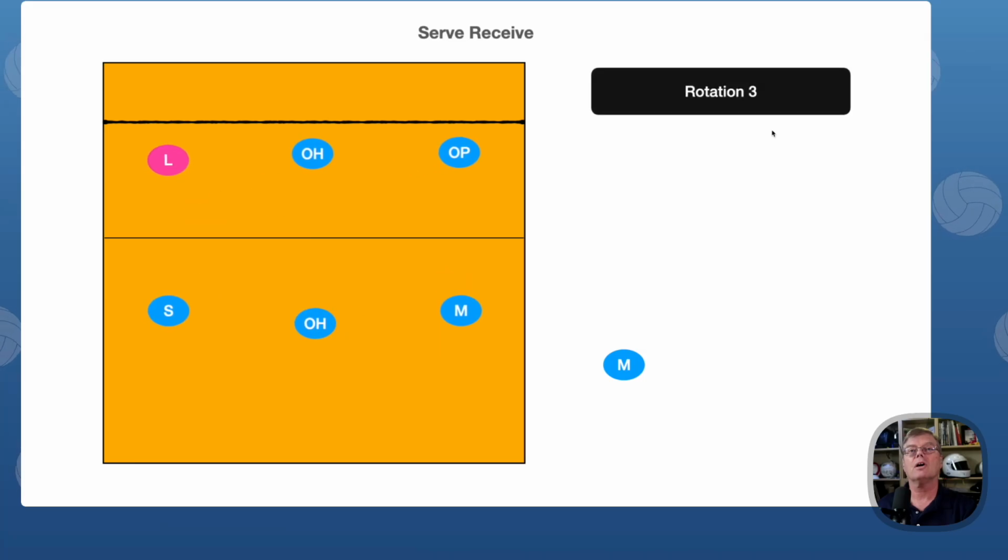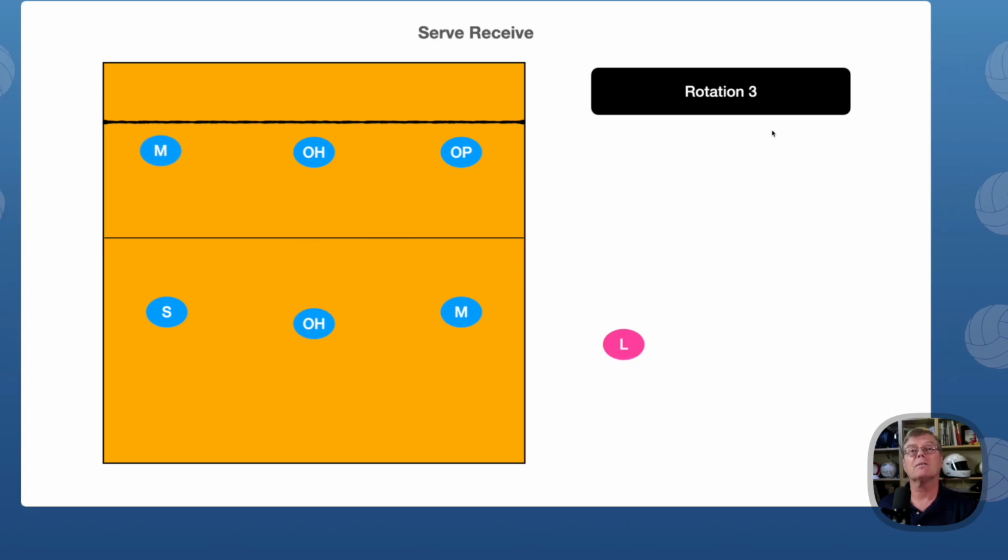Okay. So let's go and look at rotation 3. Now, rotation 3, the setter's way over in the left back. How can we do something that will help them? Notice we have a libero in the front. That can't be, so we're going to fix that. We've got the middle coming in behind the 10-foot line because that's where you exchange, and now we're ready to go. To serve receive in this, we can do a little bit of a trick here.